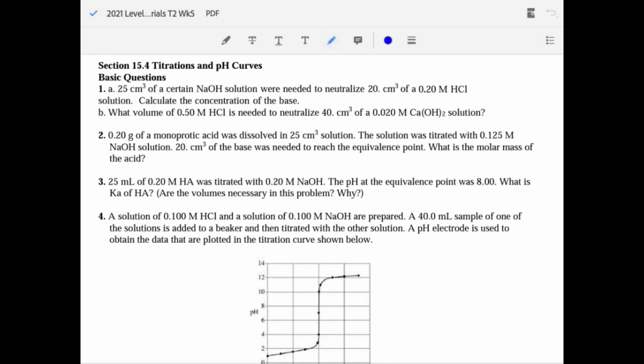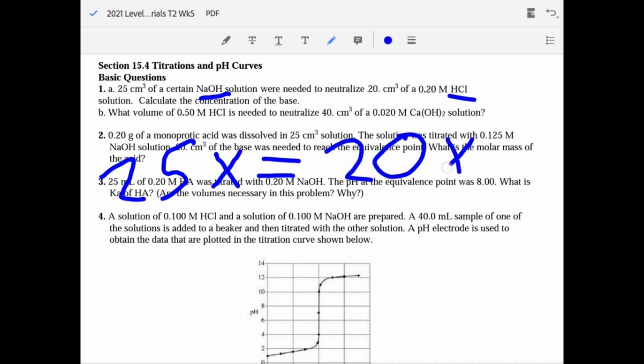15.4, you have NaOH and HCl, and they're both strong, so they dissociate completely. You don't have to worry about Ka or Kb. So CV equals CV, 25x is equal to 20 times 0.2. You get x to be 0.16 by calculation, and that's a concentration.